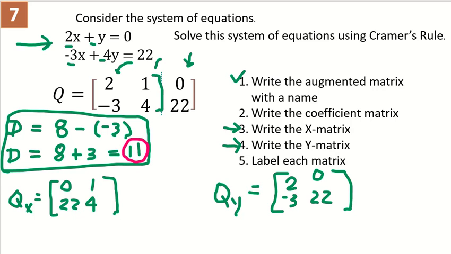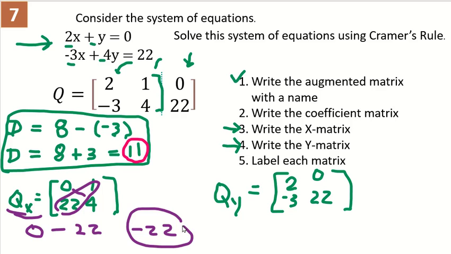All right, now I'm going to change my pen color, and we're going to find the determinant of the X matrix. So 0 times 4 is 0, minus 22. So the determinant of this matrix would be negative 22. Okay, now we're going to find the determinant of this matrix. 2 times 22 is 44, minus 0.